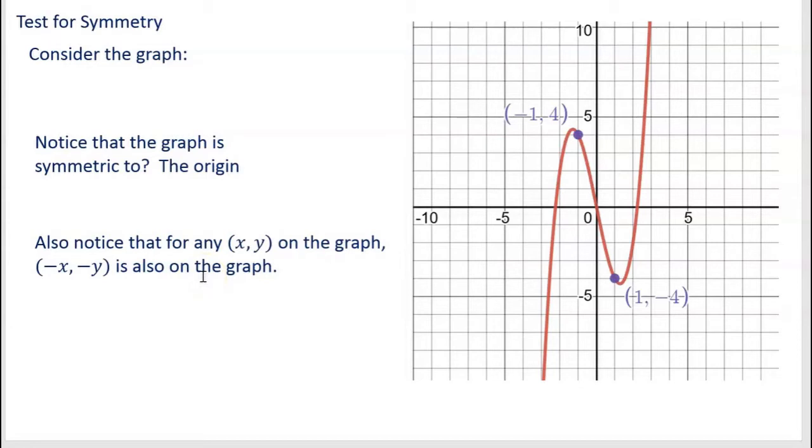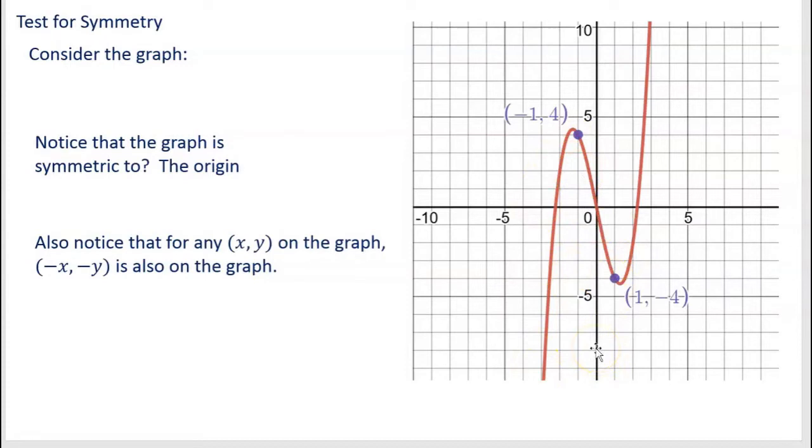Now, as far as symmetric to, a way to think about that is that if you take a piece of paper and fold along the y-axis, and then take that piece of paper again and fold along the x-axis, this part of the graph would land right on top of this part of the graph.